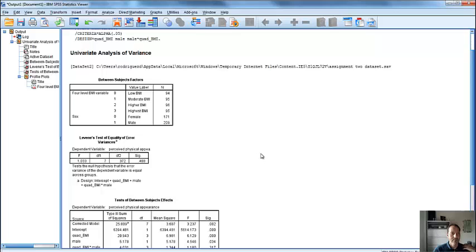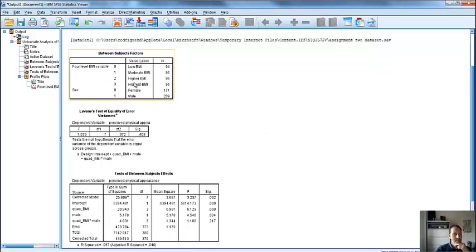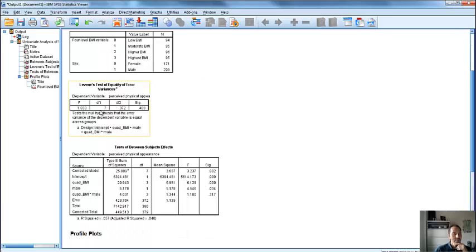Alright, so this gives you some look into what the between subjects factors are. There are, of course, BMI, quad level BMI, and sex, and how many individuals are in each group. You can see that the groups are pretty even because, again, I divided them into quartiles.